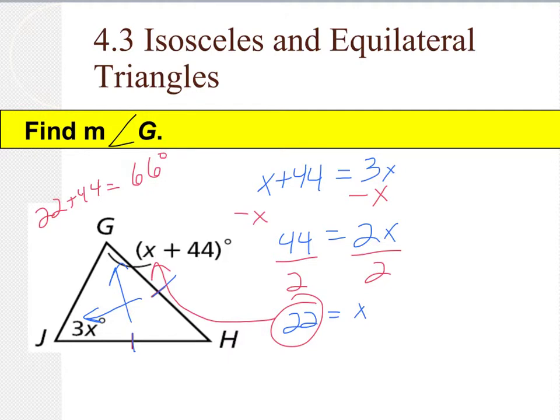We're able to set it equal to each other because of our theorems that we know. We know it's an isosceles triangle, so we can set them equal to each other. Once we set them equal to each other, it comes down to algebra, and we know our algebra.